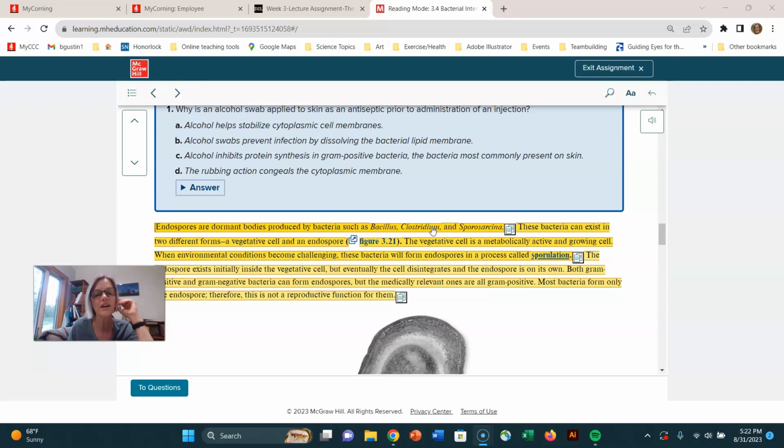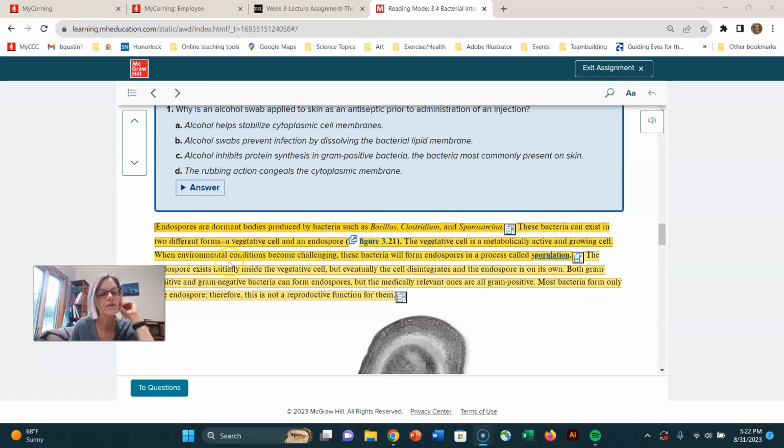Now, I'm going to give you an exception to that. There's one kind of bacteria that used to be called Clostridium, but now is Clostridioides. But you can just write C and recognize that. I'll show you that in a minute. But endospores are dormant bodies produced by bacteria in the genus Bacillus and Clostridium.